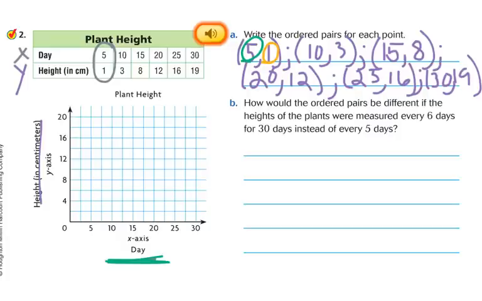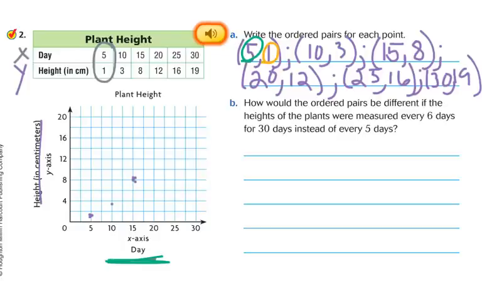So the first one would be at 5, 1. The next one would be at 10, 3. So we go across 10, we go up 3, not 4 yet, quite, but a little bit underneath. Then the next one would be 15, 8. So we start at the origin, which is 0, 0, go 15 on the x coordinate, and then we go up to 8. We plot the point there. That one should be right on the money.